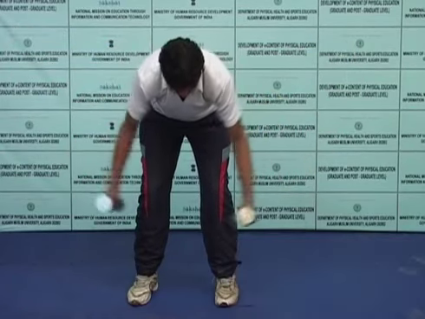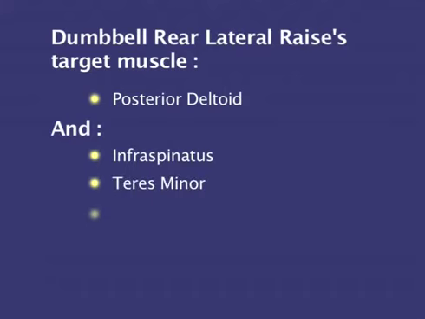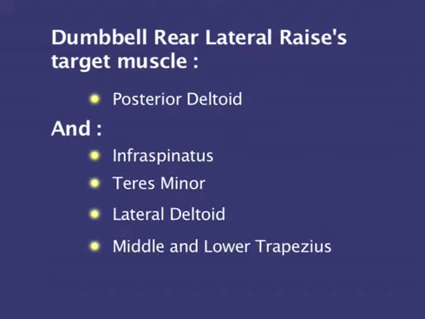The target muscle is the posterior deltoid, and there are some other muscles also acting synergistically. It includes the infraspinatus, teres minor, lateral deltoid, middle and lower trapezius and rhomboids. So, these are the muscles acting synergistically along with the posterior deltoid muscle to do the dumbbell lateral raise. The exercises we were discussing in the last session were especially for the strengthening and stretching of the deltoid muscle.